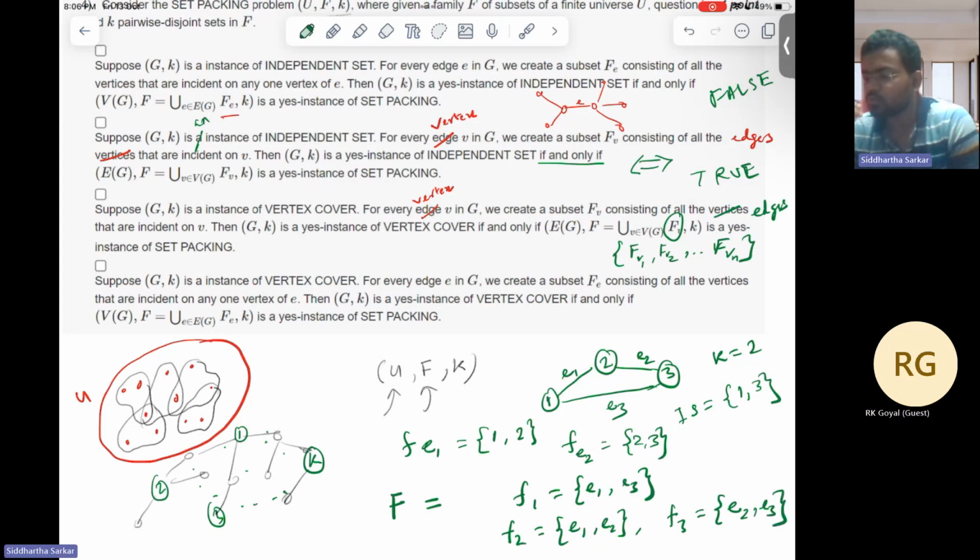So now there are no mutually disjoint families of size 2. This is a counterexample. A yes instance for the vertex cover leading to a no instance of the set packing problem. So this is false.